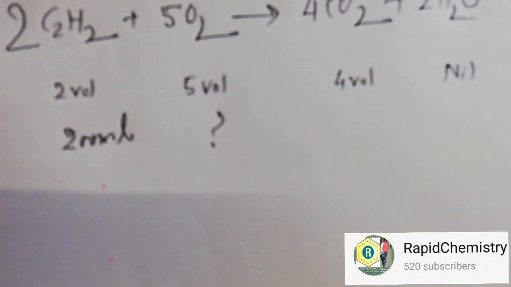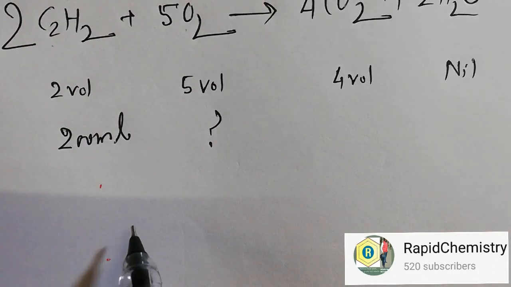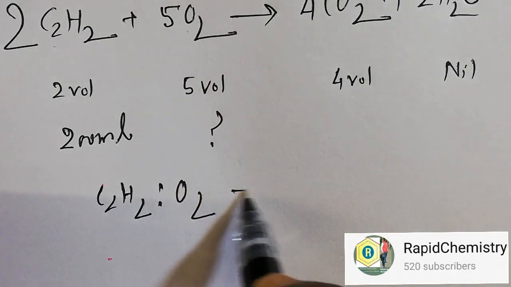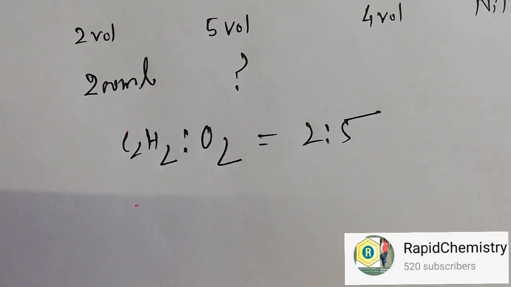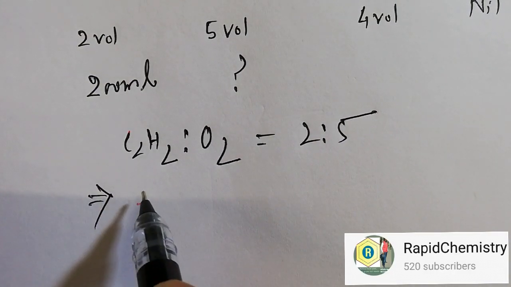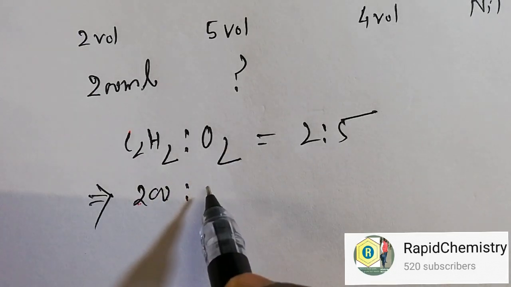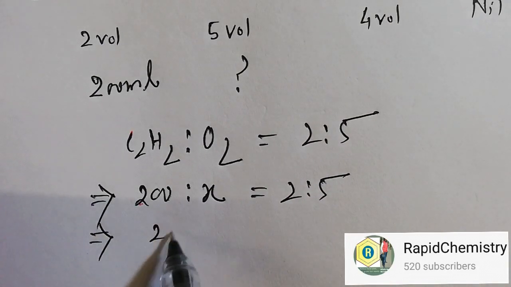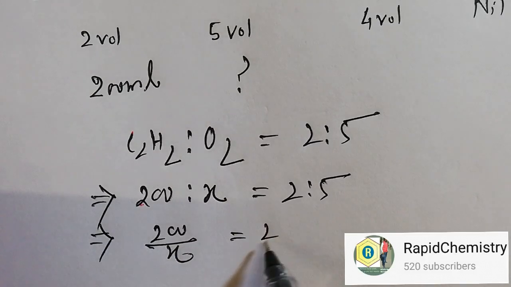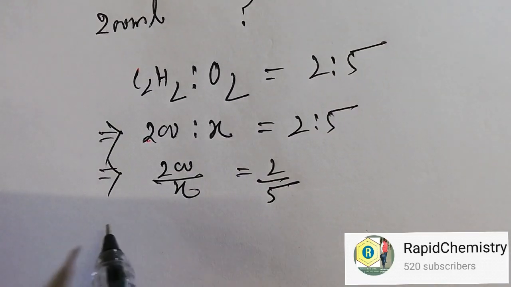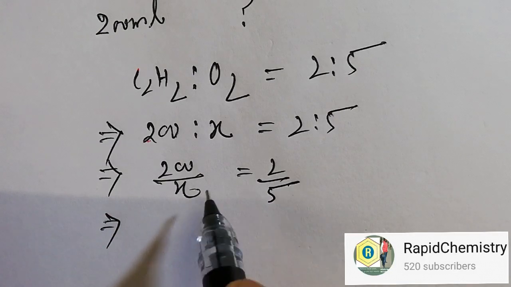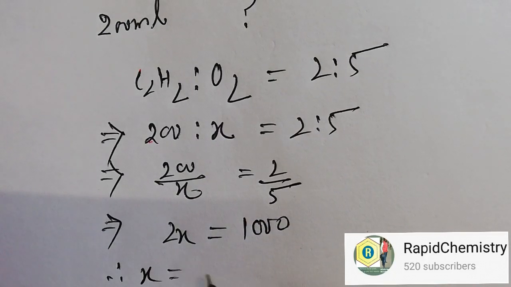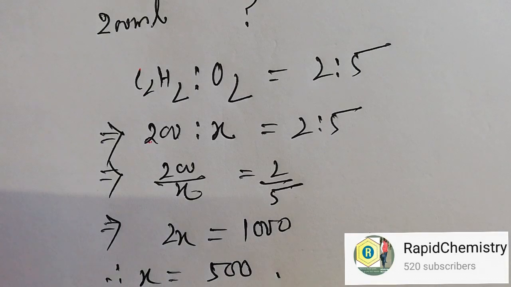So you can do simply like this, acetylene and oxygen. Here I can write C2H2 is to oxygen, and its ratio is 2 is to 5. And the C2H2 value that is given is 200, and the amount of oxygen I take as X. So it would be 2 is to 5. Now just try to solve the very simple equation here. 200 by X equals 2 by 5. Therefore 2X equals 1000, and therefore X would be 500. So that would be the amount of oxygen required.